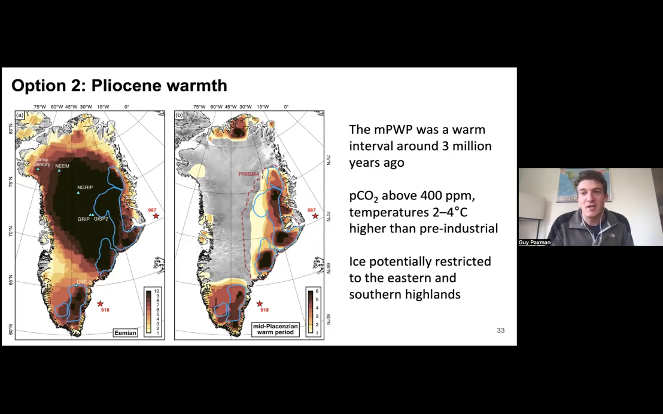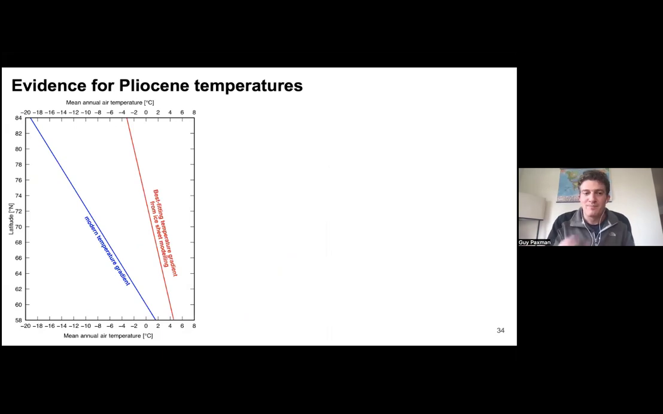So the Pliocene is looking like a possible time period for the formation of these networks. It's really hard to say a lot about Pliocene climate in Greenland. There's not a lot of evidence for terrestrial Pliocene climate at this time.